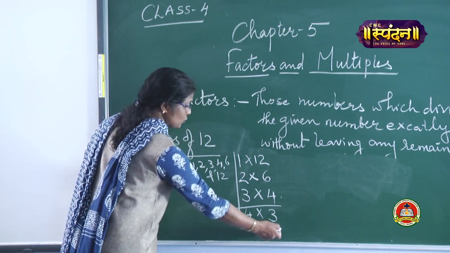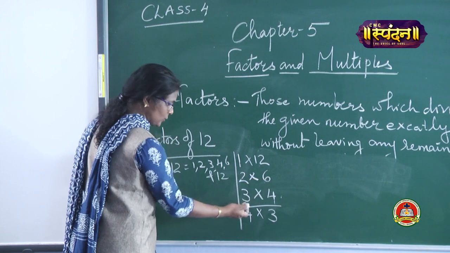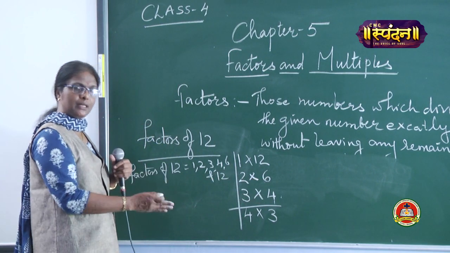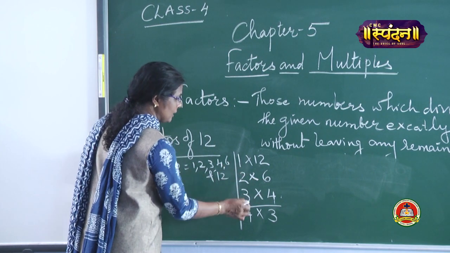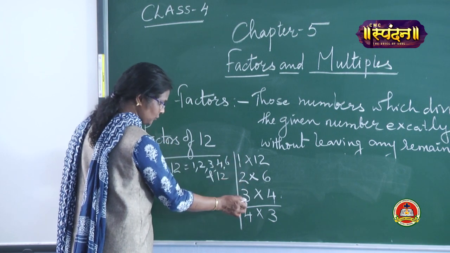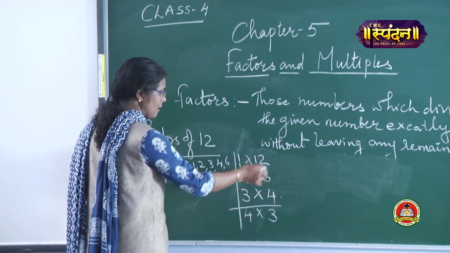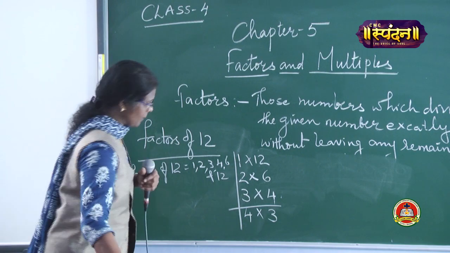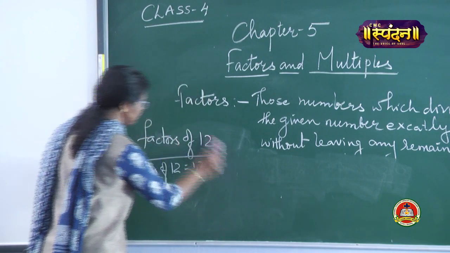Next would be coming 6 into 2. It is the same as 2 into 6. That's why I told you, when it starts repeating, you can stop there and we can conclude that 1, 2, 3, 4, 6 and 12 are the factors of 12. Now another example we can see.